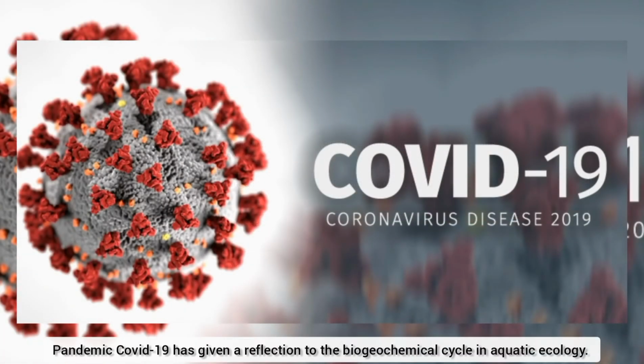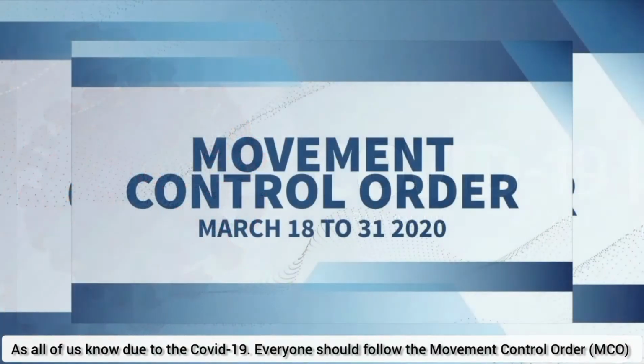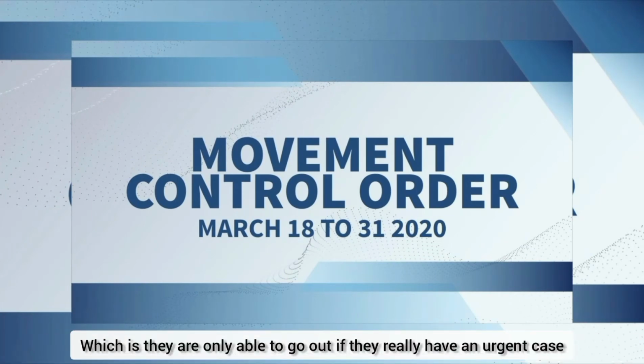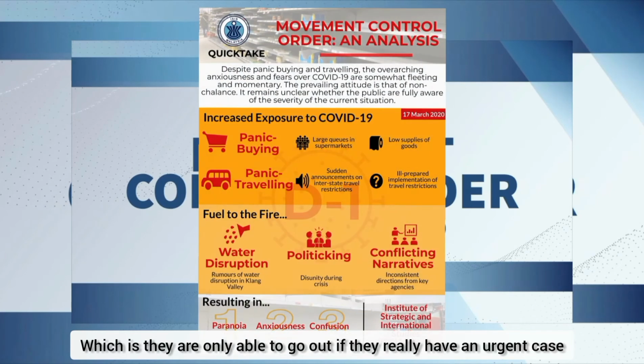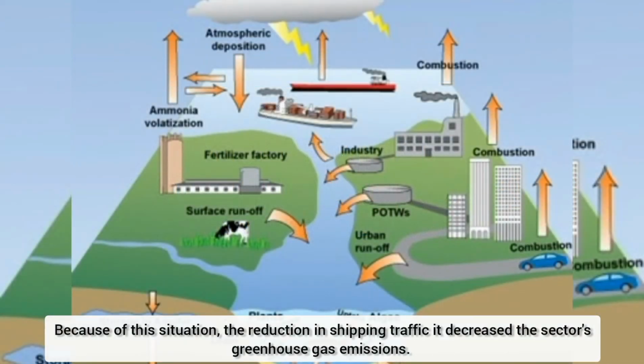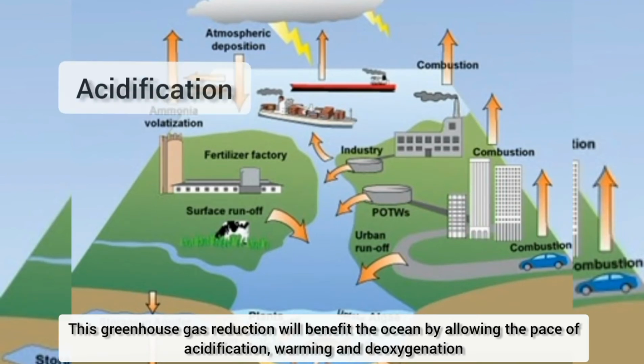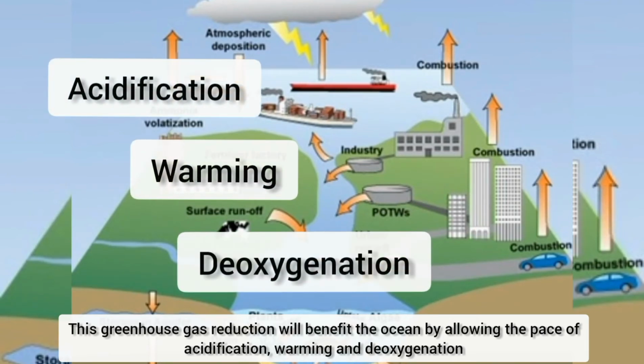The COVID-19 pandemic has given a reflection to the biogeochemical cycle in aquatic ecology. As all of us know, due to COVID-19, everyone should follow the movement control order, where they are only able to go out if they really have an urgent case. Because of this situation, the reduction in shipping traffic decreased the sector's greenhouse gas emissions. This greenhouse gas reduction will benefit the ocean by slowing the pace of acidification, warming, and deoxygenation.